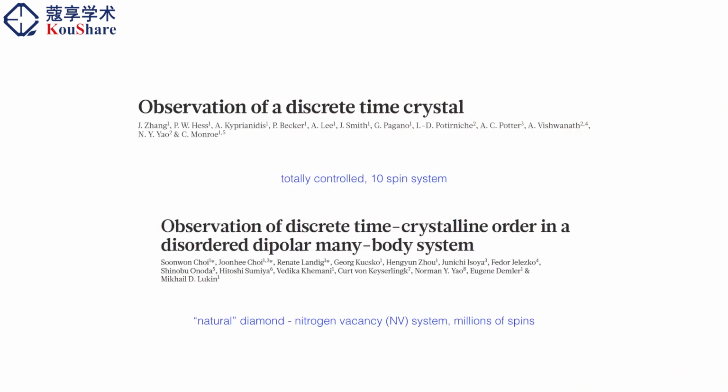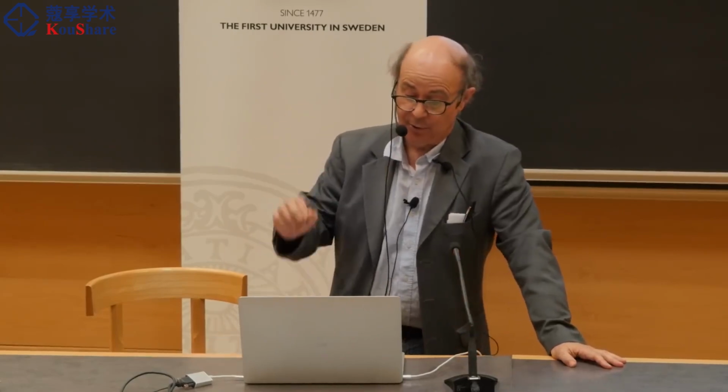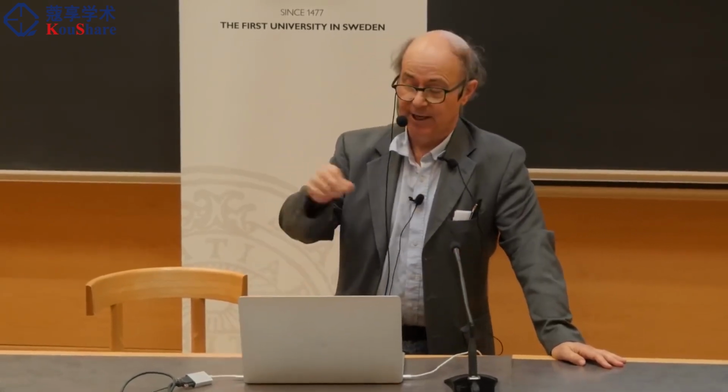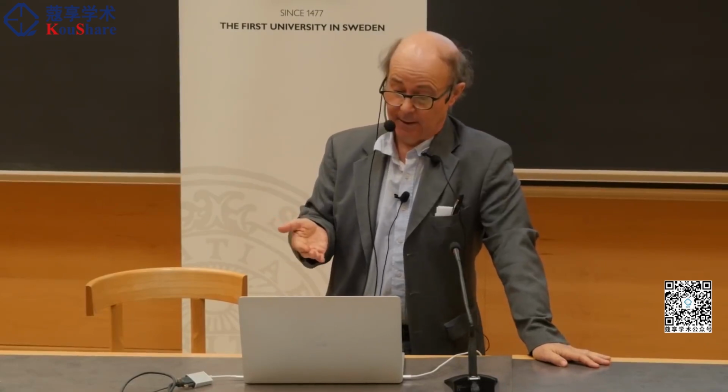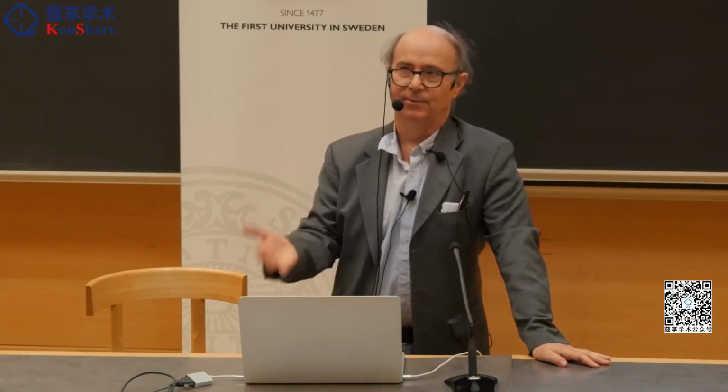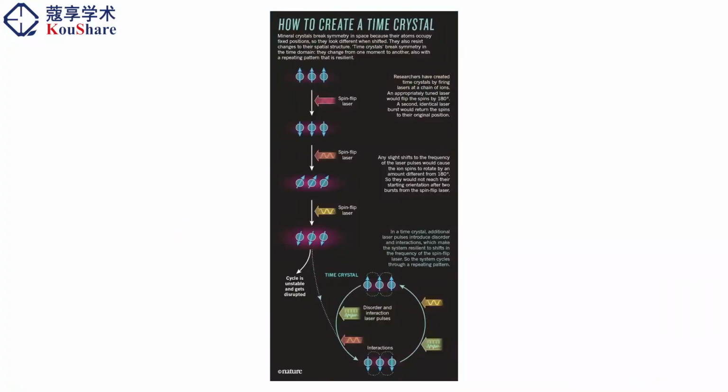The other is much more naturalistic, less controlled. It involves what are called nitrogen vacancies in diamonds. So you have diamonds, and you infuse nitrogen into it, and the nitrogen takes up some spaces in the diamond and leaves a dangling spin. And in these systems, you have millions of spins that are interacting. And they're not so closely controlled, obviously.